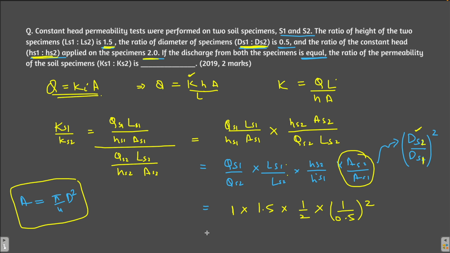Now you solve this. It will be 1.5 by 2 into 1 by 0.5 into 1 by 0.5. So now it's simple. So 2 into 0.5 will give you 1, and 1 into 0.5 will give you 0.5, right? So 1.5 by 0.5, and this will be gone. It will give you finally the answer as 3. So this is the answer. 3 is the answer. I hope you understood.